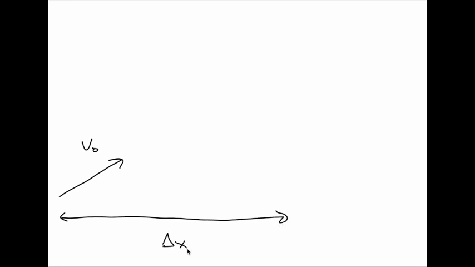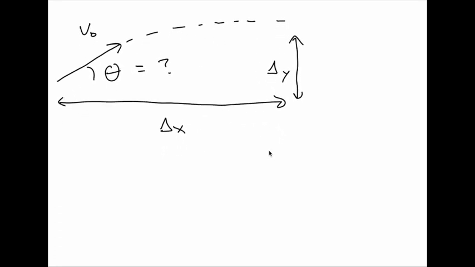The one problem you never really want to see is a problem where I say you know V naught, you know delta x, and you know delta y, right? But you don't know theta. And then you have to try and find it, right?